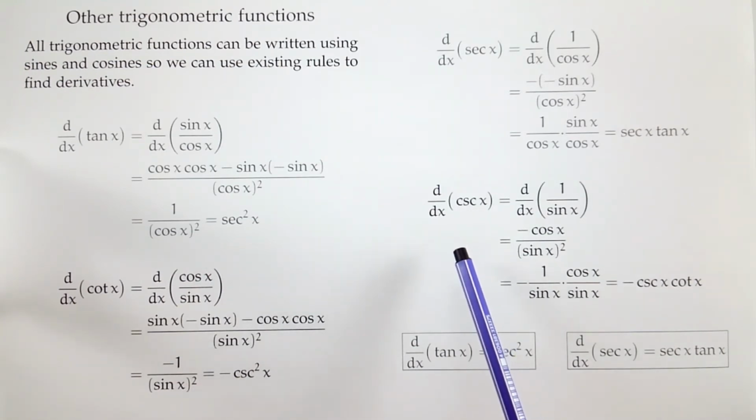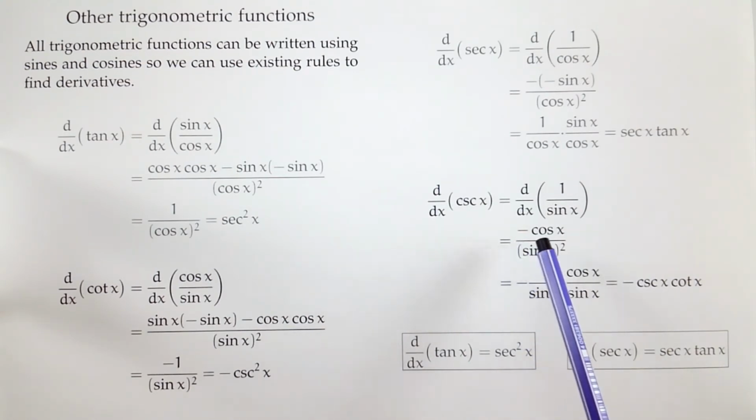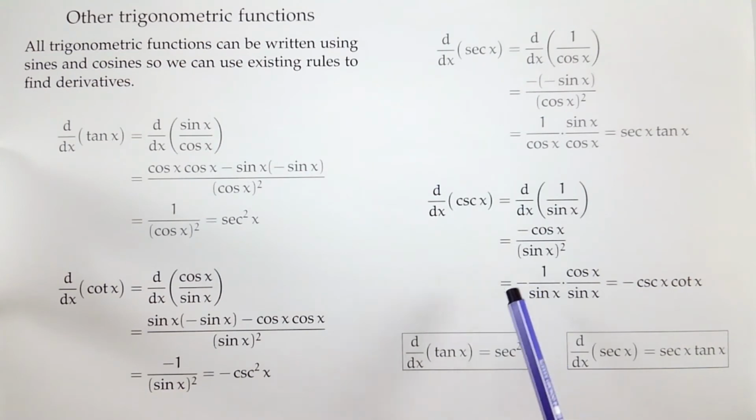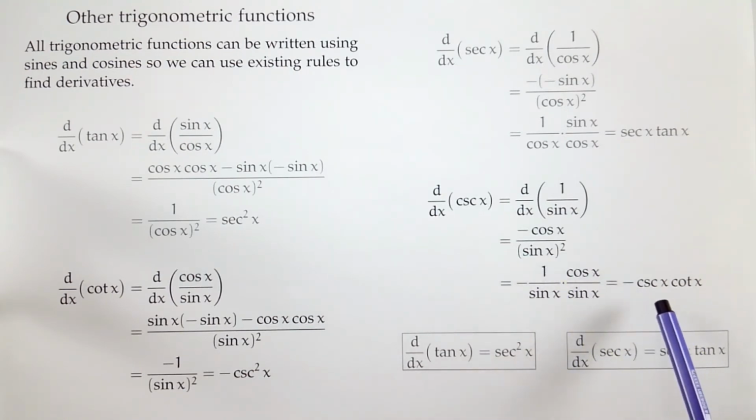The derivative of cosecant, 1 over sine: again, reciprocal rule, negative derivative of the bottom over the bottom squared. Again, break it up, negative 1 over sine, cosine over sine, so that's a cosecant and a cotangent, and you get minus cosecant cotangent. All right, so there's our rules.